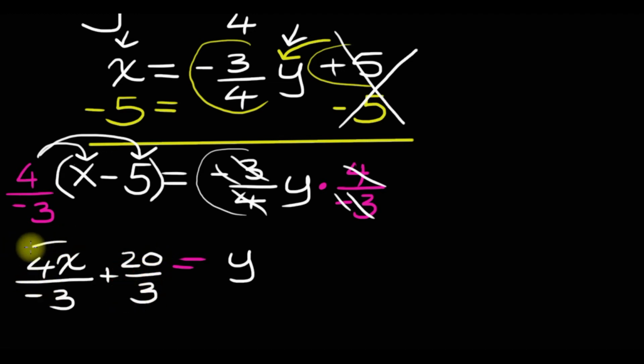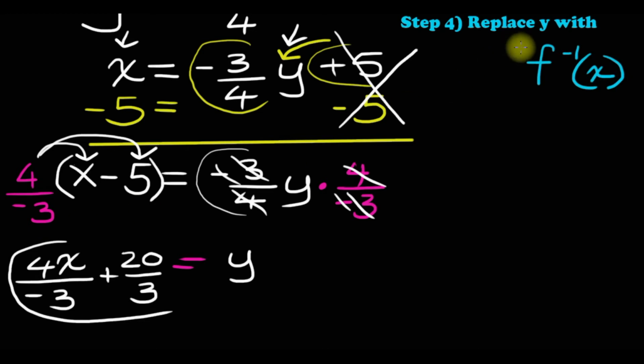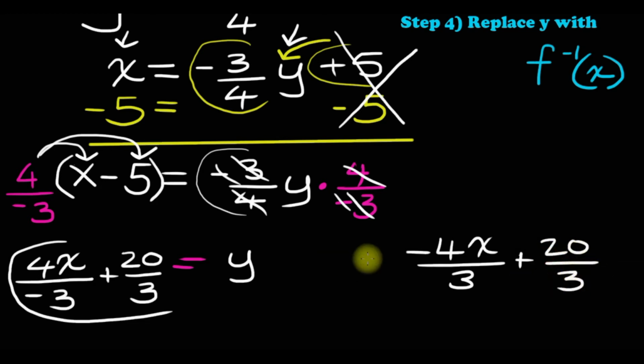Okay, so this is your inverse. One last thing we have to do is replace y with the inverse notation. So we have the inverse. The inverse is negative 4x over 3 plus 20 over 3. And then the inverse right here, we're going to replace y with the inverse notation.